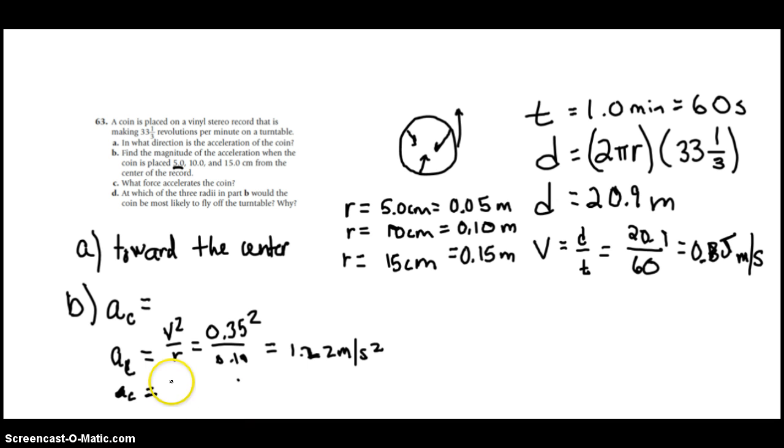Now I'm not going to go through the process for the 15 centimeter radius, but when you plug that in the same way, you should end up getting a centripetal acceleration of 1.83 meters per second squared.